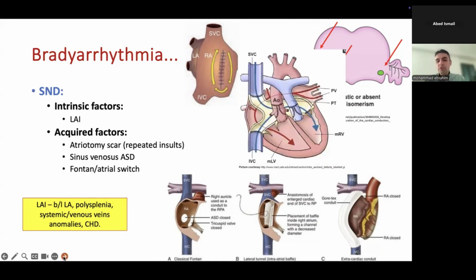And this is a cartoon showing the Senning and Mustard, or atrial switch, procedures, in which there is so much baffling of the SVC and IVC to the left-sided atrium, and the pulmonary veins to the right-sided atrium. Hence there is extensive atrial suturing, and hence risk of sinus node disease.